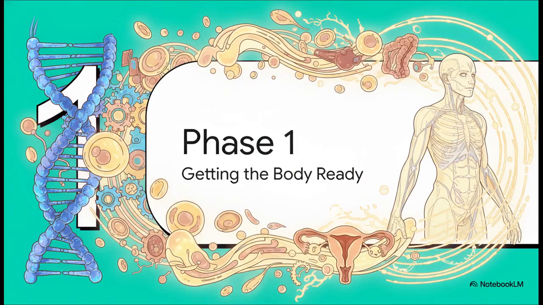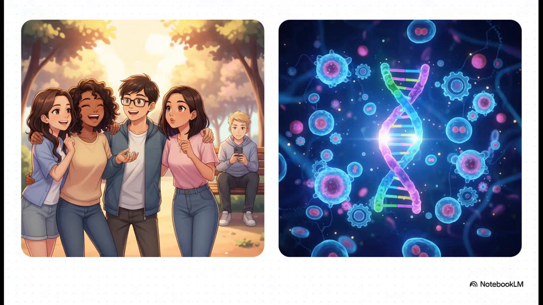Phase 1. Getting the body ready. First off, it's worth distinguishing the broad psychosocial era of adolescence from the strict biological mechanics of puberty. Adolescence is that general time period of growing up and becoming an adult. Puberty, on the other hand, initiates the very specific physical changes to the body that make reproduction biologically possible. This whole process generally kicks off between ages 9 and 14.